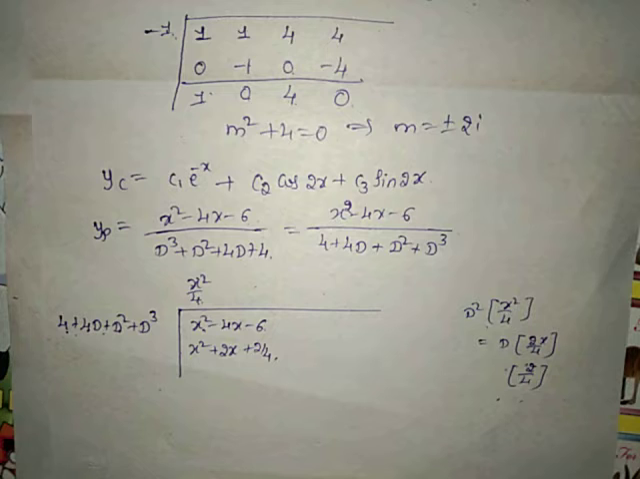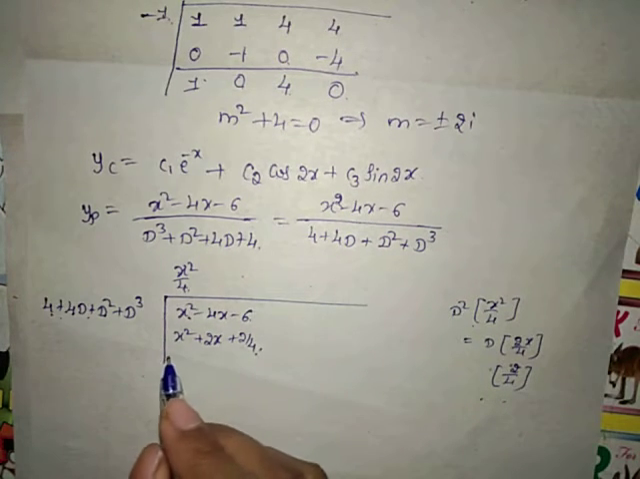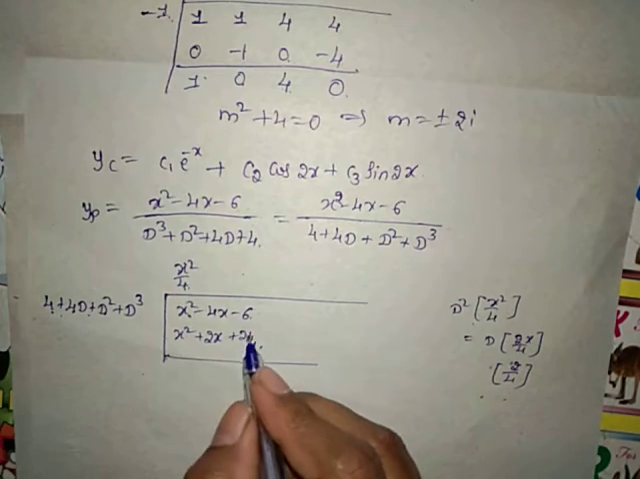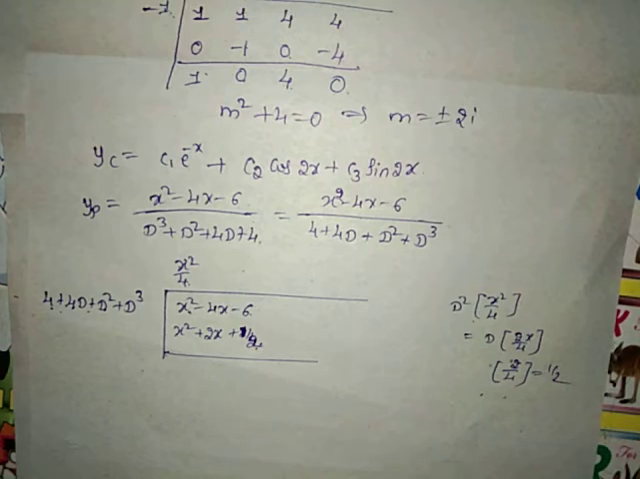Next, the third derivative of x squared divided by 4 is 0. The second derivative is 2 by 4, which is nothing but 1 by 2. You can make the simplification: 2 by 4 is equal to 1 by 2, so you can directly write down 1 by 2 here.